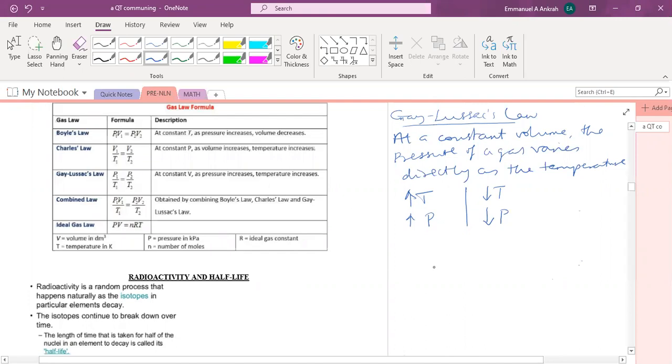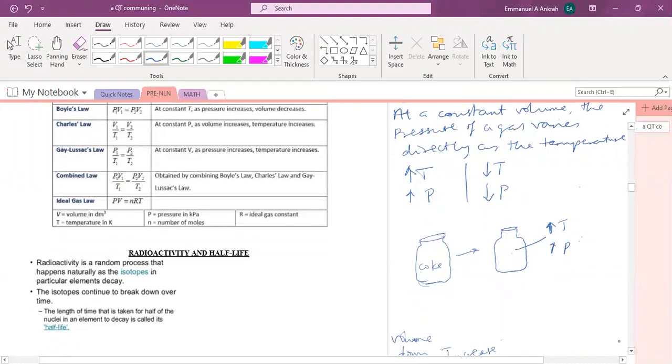So here, think about, let's say, a Coke container, like a can of Coke. Okay. The volume is fixed, right? So this is a fixed volume. If you increase the temperature, you realize that the pressure inside goes up. So increase temperature, the pressure goes up, it becomes very turgid, high pressure. Then it starts bulging out. So that's an example of Gay-Lussac's law.